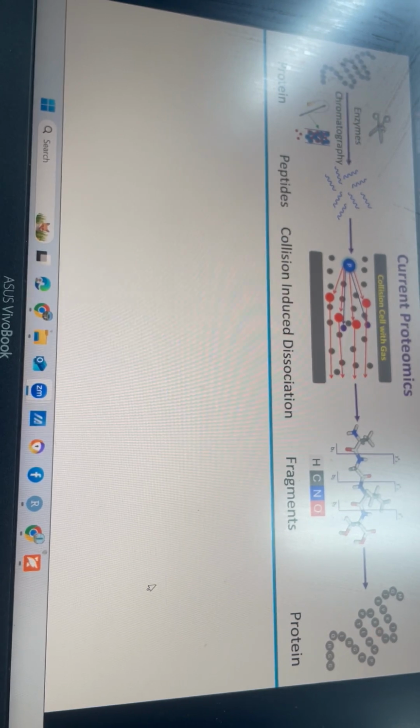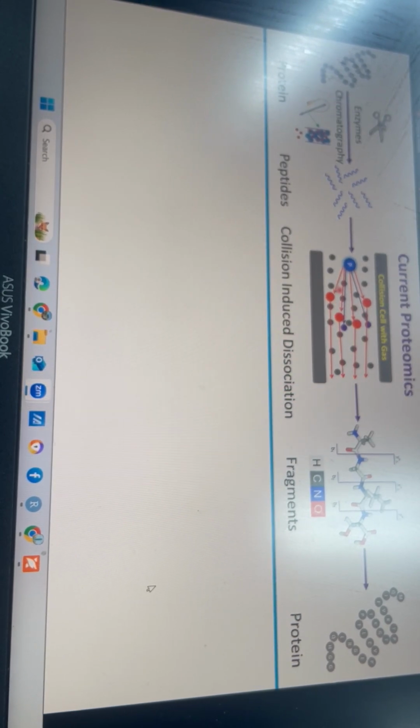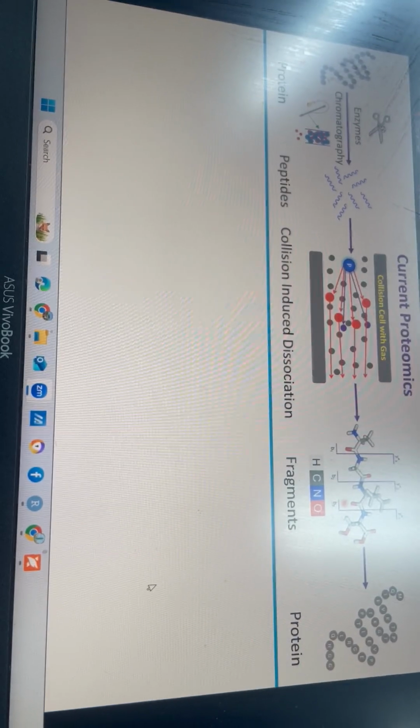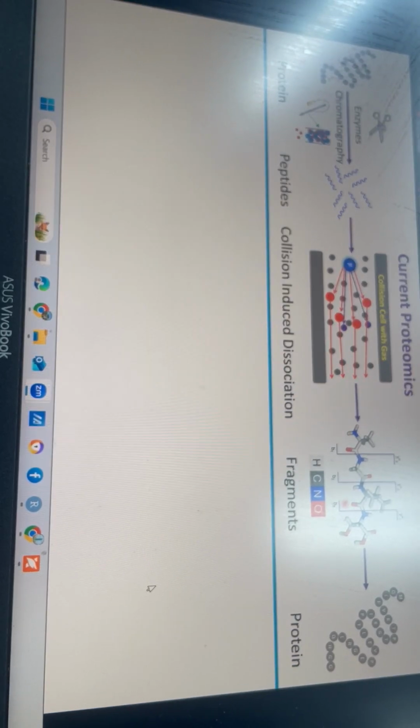Okay, so there is a problem in current proteomics. As we use nitrogen gas, we lose a lot of information. We lose PTMs, post-translational modifications. And sometimes the gas cannot break down the peptide really well. If we cannot break it down, then we cannot measure the mass of the amino acids accurately, so sometimes it can give us false results.